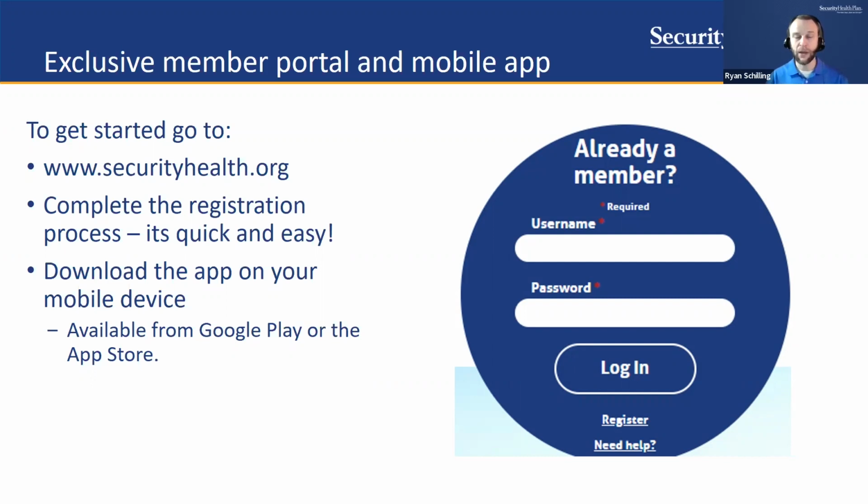You just have your username and password and you log in and you can get access to all that extra information. We also have an app. You can download it from the Google Play or from the App Store, and you can get access to all that stuff online as well.